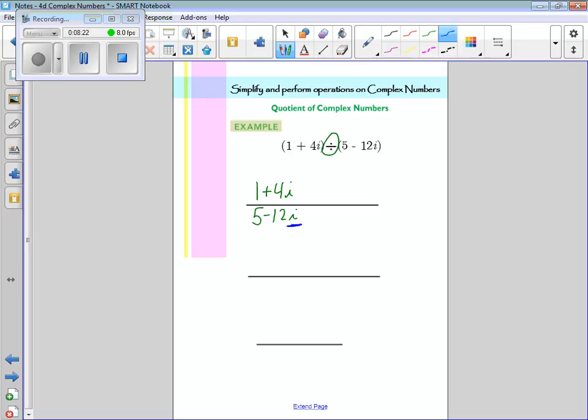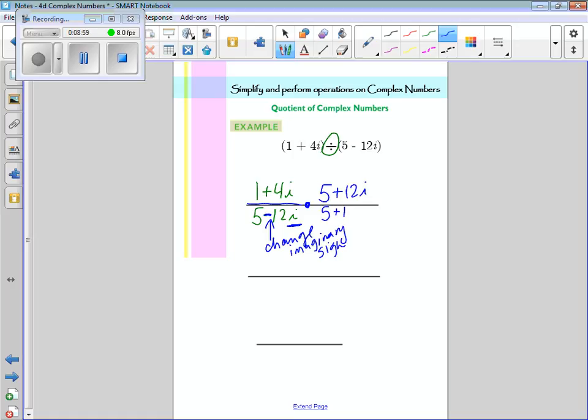You cannot have an imaginary number in the denominator. To do this, you are going to multiply this by a fraction. You're going to multiply it by a fraction, but you change the sign of the imaginary part. So change the imaginary sign. So you're doing 5 plus 12i over 5 plus 12i.